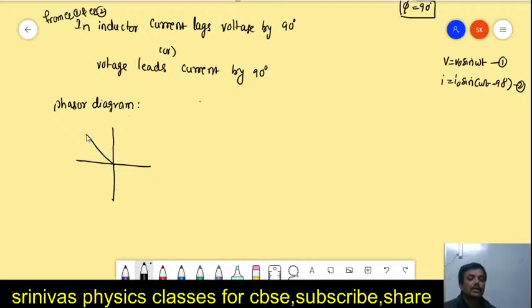This is the voltage angle. The voltage is making omega t degrees. The current is on this side now. This is the direction of the current, and this is the angle between the voltage and current.